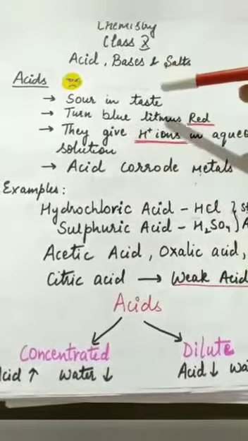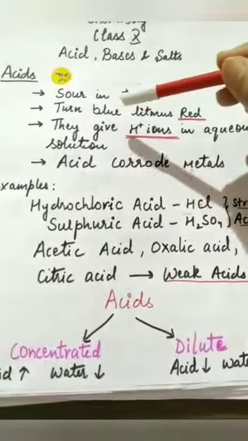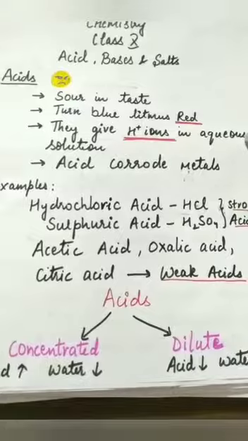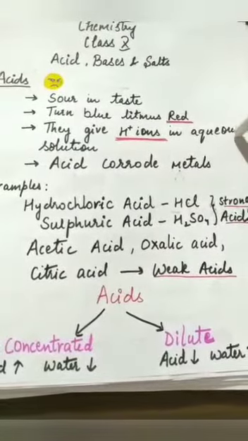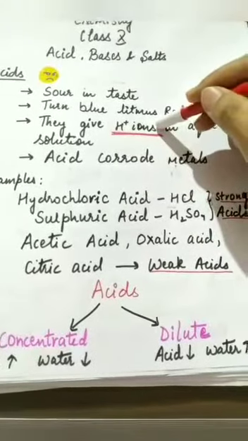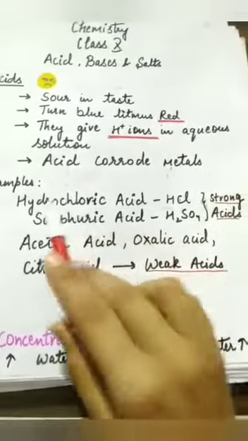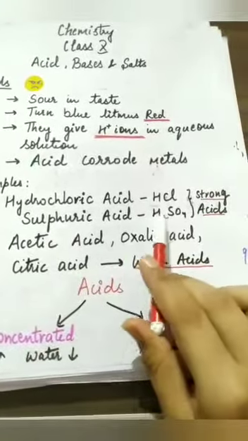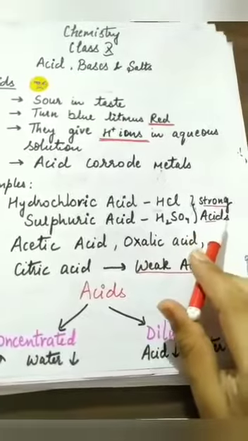It is sour in taste. It turns blue litmus red. They also give H plus, that is hydrogen ions in aqueous solution. Aqueous solution means when they are dissolved in water, then it becomes aqueous solution, that is in water they give H plus ion or hydrogen ions. Then acid corrodes metals. Now examples of acid are hydrochloric acid, that is HCl, and sulfuric acid, that is H2SO4. These two are acid and they are considered as strong acids.